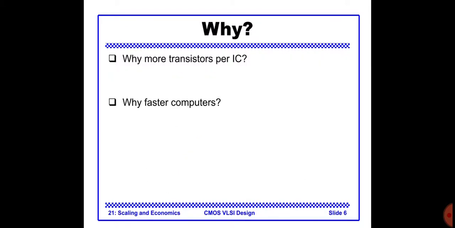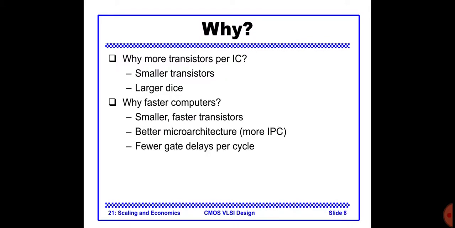Why more transistors per IC? The IC means integrated chip. And why faster computers? For more transistors per IC: smaller transistors, larger dies. For faster computers: smaller, faster transistors, better microarchitecture, and fewer gate delays per cycle.